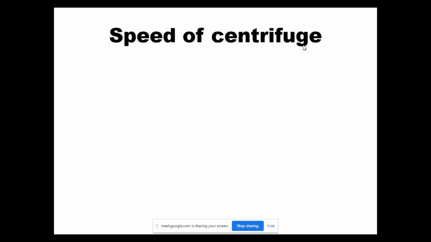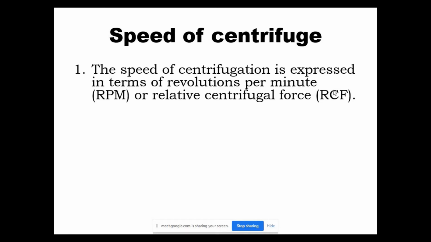Now, speed of centrifugation. This is important for you, because many students make mistakes here. The speed of centrifugation is expressed in terms of revolutions per minute, normally called RPM. That means how many revolutions the centrifuge machine makes in 1 minute. The second one is the RCF, relative centrifugal force. I always recommend that instead of using RPM, you always go for RCF.